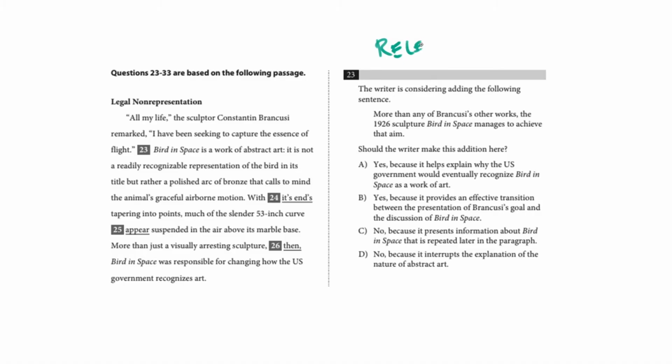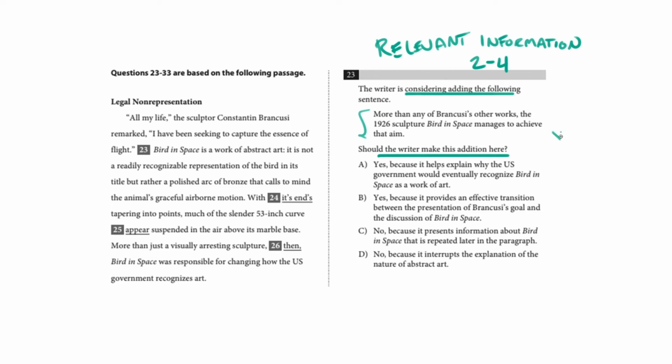Okay, so what we're looking at here is called a relevant information question. You will see between 2 and 4 of these on your exam, and you can identify them because they usually start like this, by saying that the writer is considering adding the following sentence, and then the sentence, and then should the writer make this addition here.